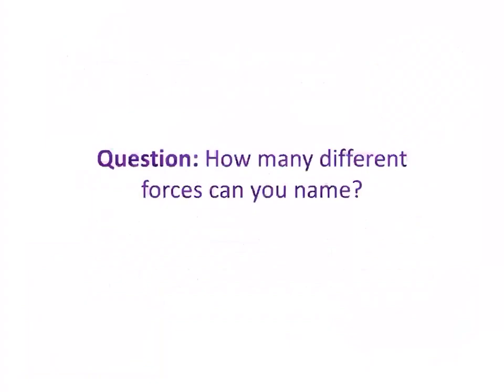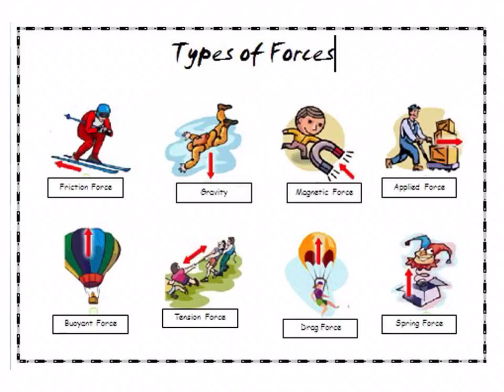How many different forces can you name? Have a think now in your head. What different types of force can you think of? Okay, how many did you get? We have got friction, gravity, magnetic, applied force, so that's like pushing, buoyant force, so that's something keeping something up in the air or up in water, tension, two different things going in different directions, drag, which is also known as air resistance, spring force.